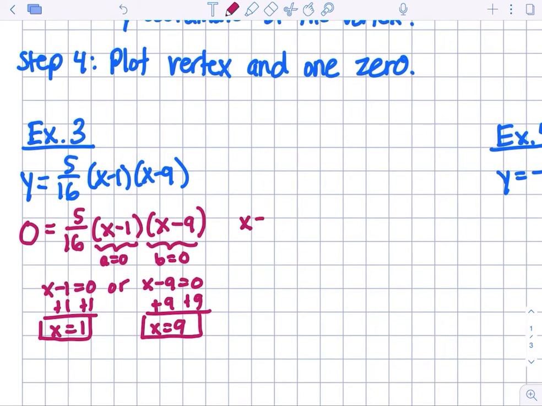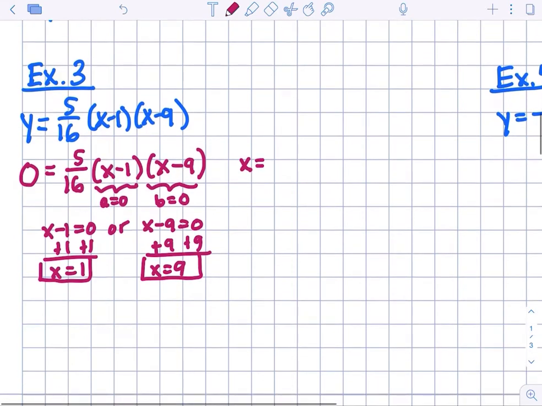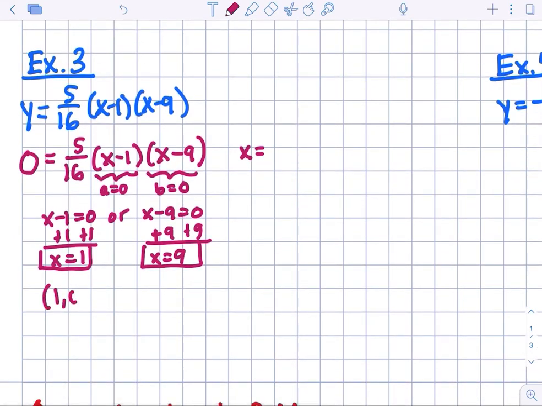So step 2. Oh, and by the way, as coordinates, it looks like this: (1, 0) and (9, 0). So step 2, x is going to equal R1 is 1, R2 is 9, all of that over 2, and that is equal to 10 over 2, which is 5. Okay, so that's step 2.